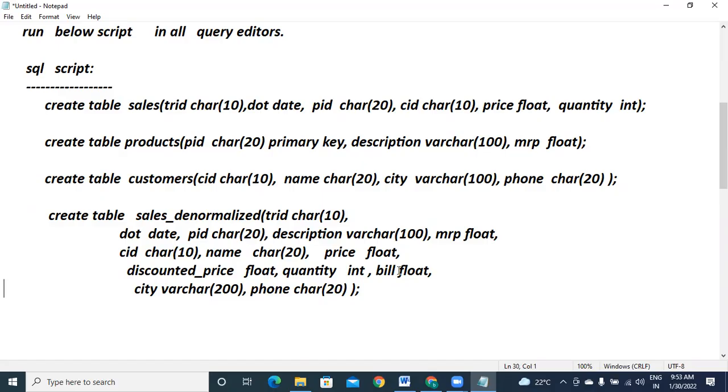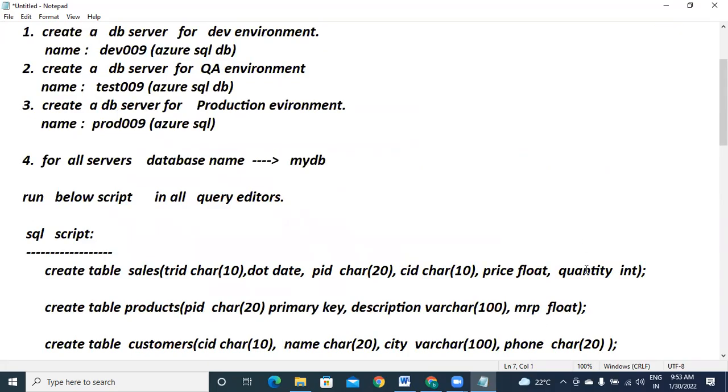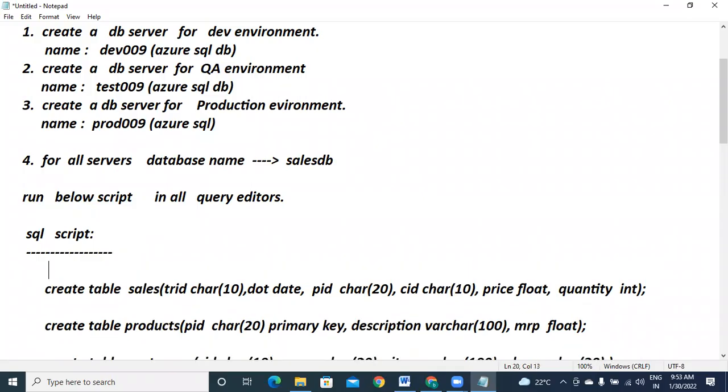Let's say the database name, not MyDB, SalesDB. Okay. If you want to create a schema, the default schema is dbo. If you want to use your own schema, create schema, schema name. Got it? Okay. By default, you can forget it.